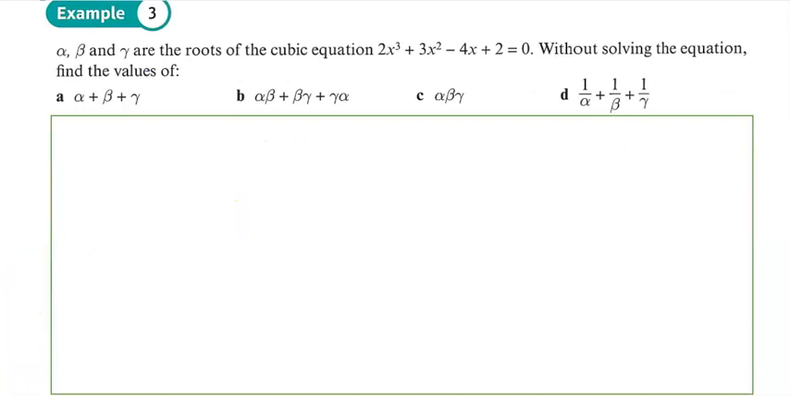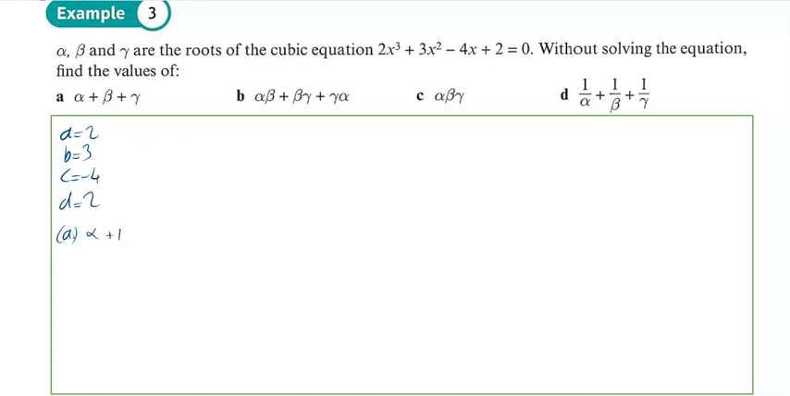Okay, so it says alpha, beta, and gamma are the roots of the cubic equation 2x cubed plus 3x squared minus 4x plus 2 equals 0. Without solving the equation, find the values of alpha plus beta plus gamma, and the other sums. So first of all, the first thing to do here would be to write down what your coefficients are. So a is equal to 2, b is equal to 3, c is equal to minus 4, and d is equal to 2. And then you're good to go.